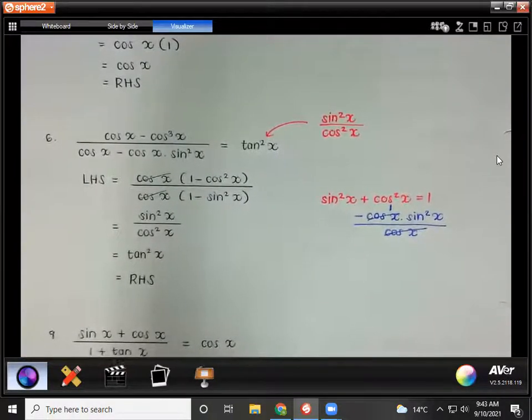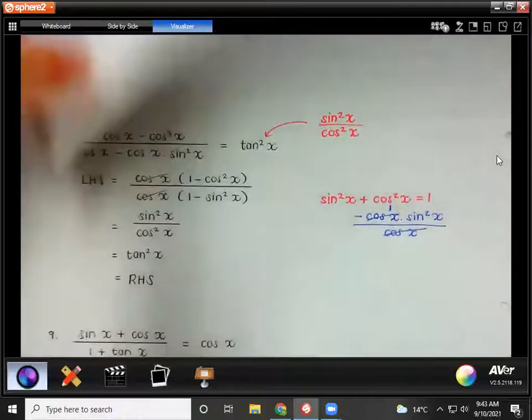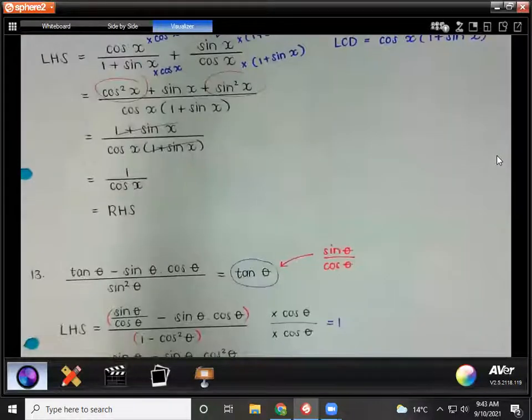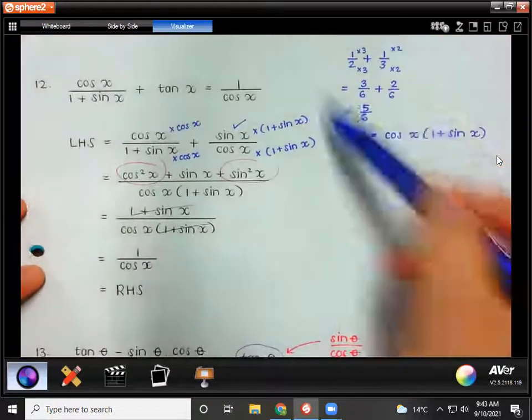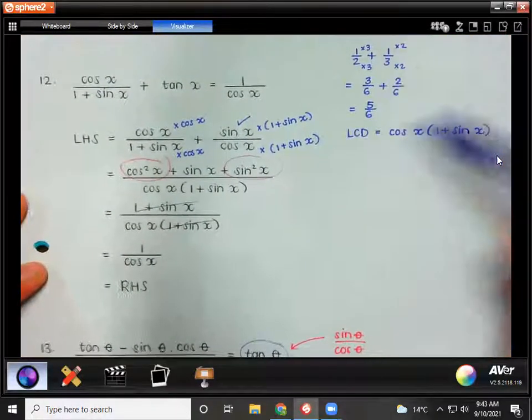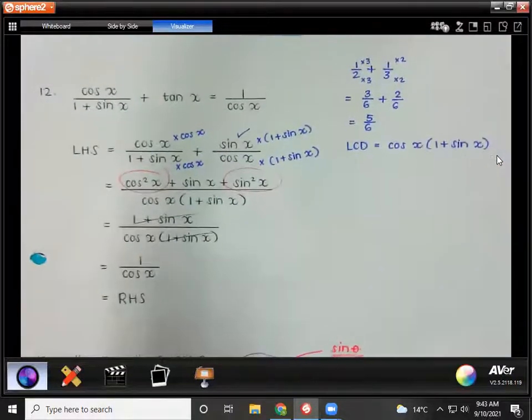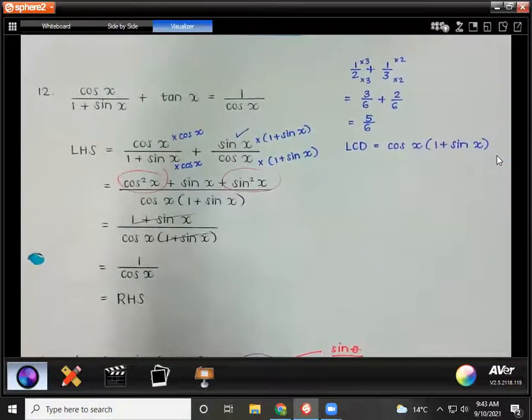Can we look at 12? 12 is a bit more complicated. I did it on a different page here. There we go. What I did here on the side was I just reminded my class from last year how to add fractions. So I just did a numerical example there.